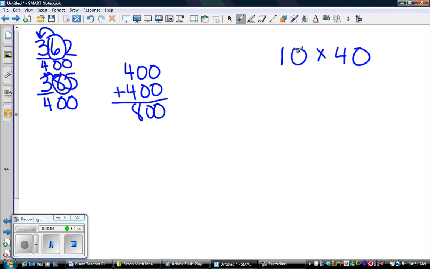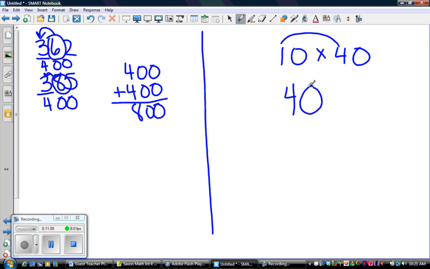And let's talk about another trick that we can do to make this an easier problem. Let's look at just the 1 times 4. What's 1 times 4? That's 4, right? And how many zeros did we have in our entire problem? We had 2, didn't we? So we have to tack on 2 to the end.